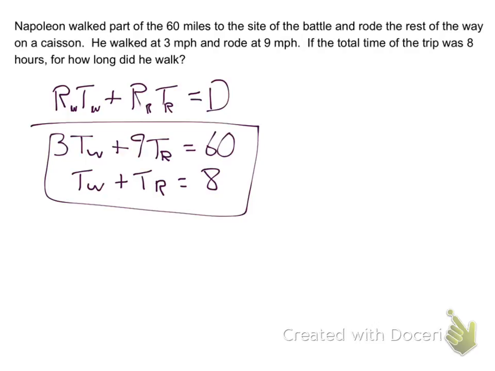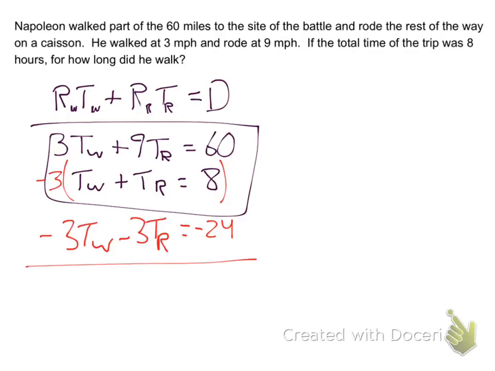Notice that this one's already kind of in standard form. What would be the easiest way to solve this? Multiply by 3. Which one by 3? Not by 3 or 9, but by negative 3 or negative 9. Which one would be easier? I say negative 3. I heard a couple people say it as well. So the bottom one, right? So I get a negative 3TW minus 3TR is equal to a negative 3 times 8, 24. Add them up.